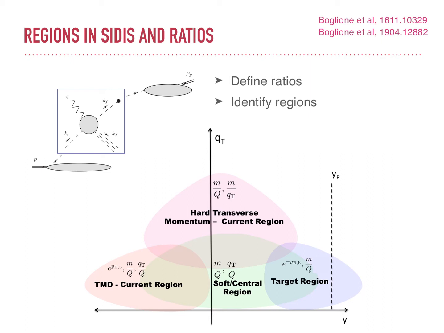data belongs to. Shown in this picture are the four regions found in SIDIS: the hard transverse momentum current region, the target region, the soft central region, and the transverse momentum dependent, or TMD, current region. Using ratios, which are defined with parameters describing the underlying parton kinematics, we are able to gain some insight on which region the data is in.